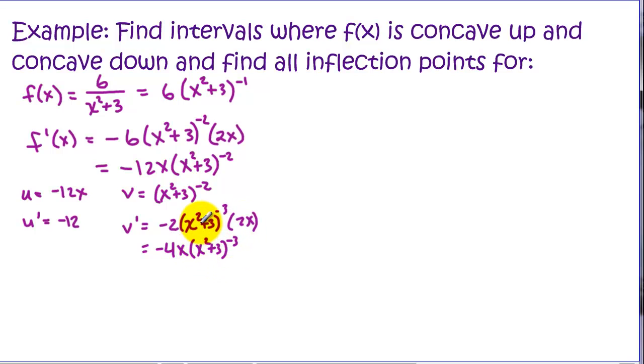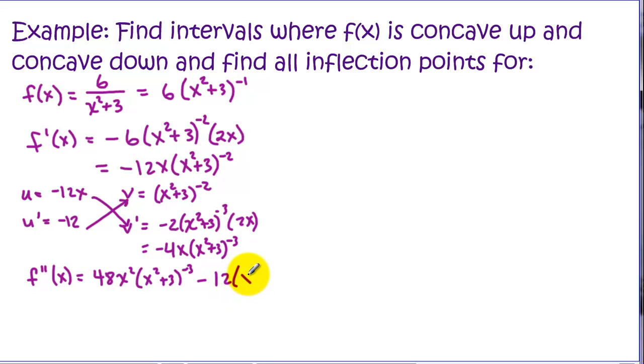Now those of you who have watched my tutorials before, to get the product rule here, we're going to cross multiply. So I've got f of x, or this is f double prime because we're taking the second derivative. If we cross this way, I've got -12 times -4 is 48. And I've got x times x is x squared, and now I have this quantity, (x squared plus 3) to the -3. And now I'm going to multiply on that diagonal, and I get -12 times (x squared plus 3) to the -2.